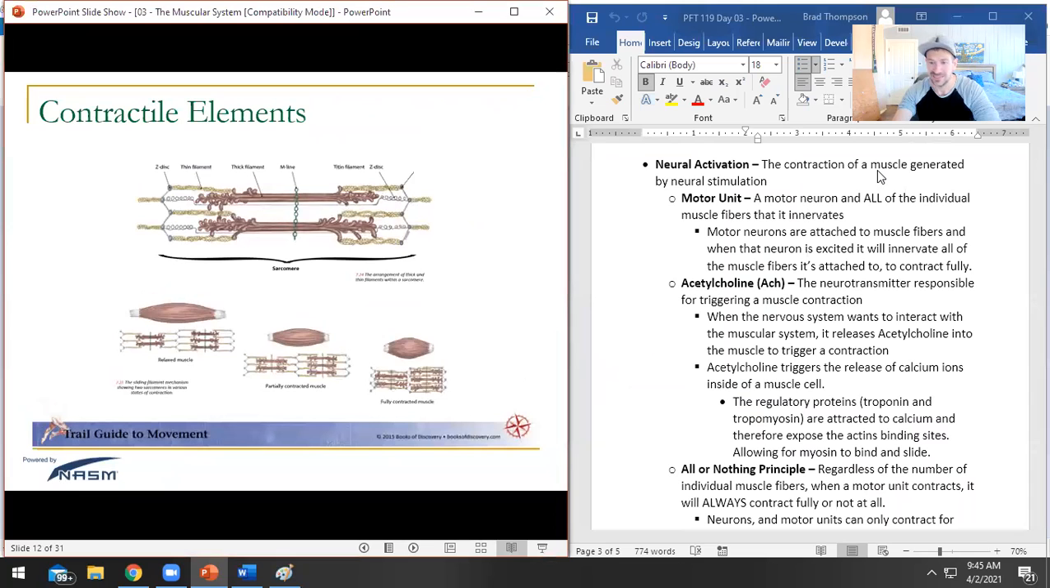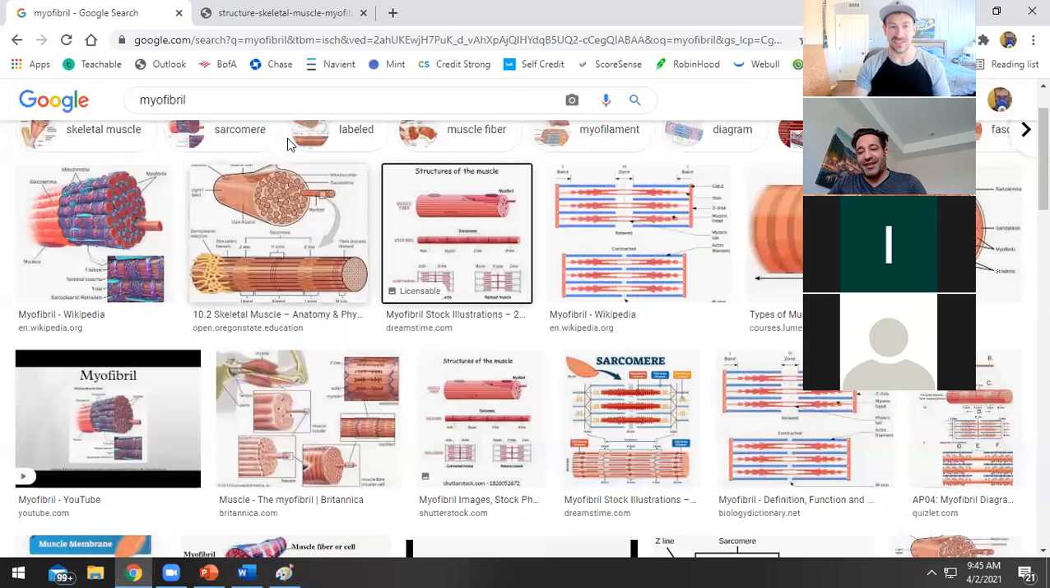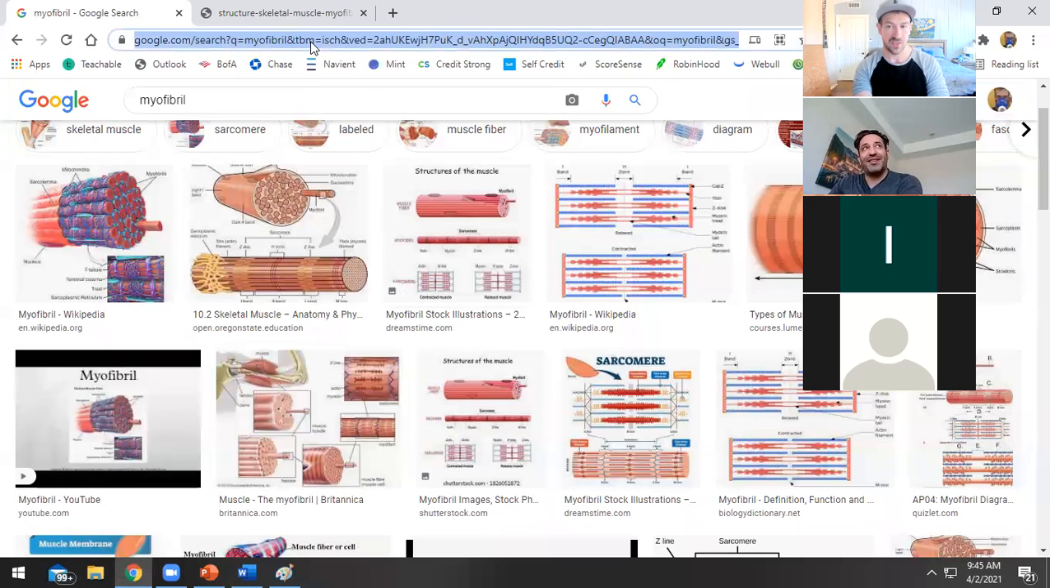Completely true. You guys want to hear another weird fun fact, by the way? My favorite fun fact about this: there are two groups of scientists who discovered this sliding action, the sliding filament theory, and it was discovered by two groups of scientists at the same time.